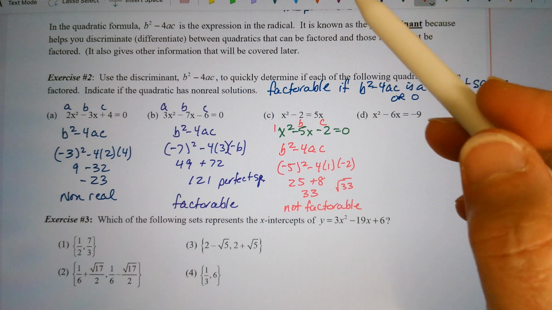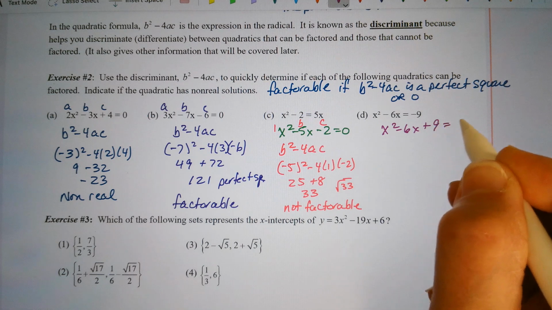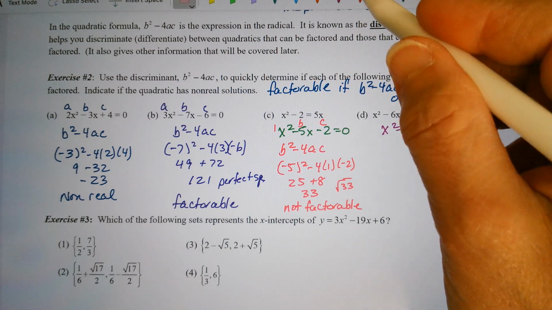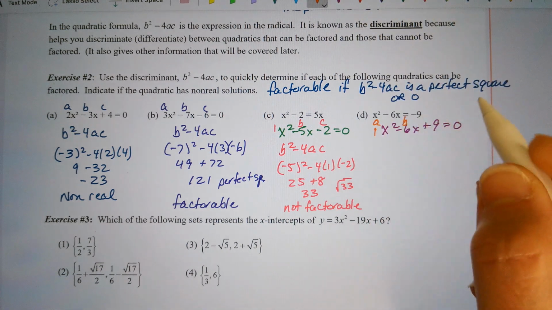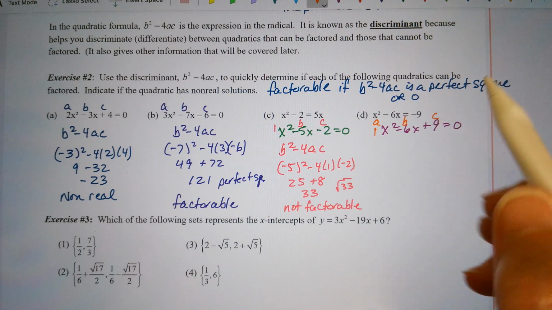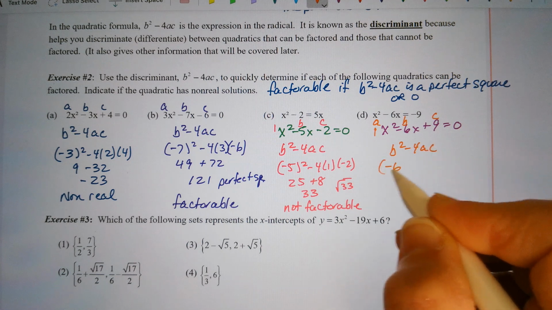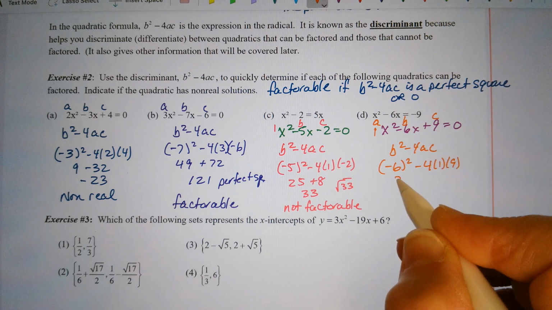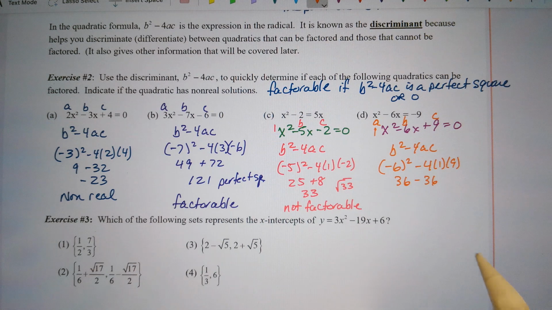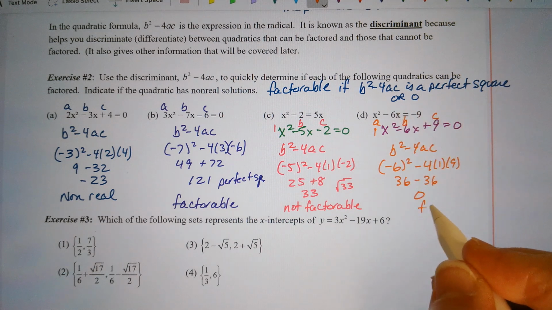The same with D, put it in standard form first. Add 9 to both sides. So A is 1, B is negative 6, and C is 9. Negative 6 squared is 36. Minus 4 times 1 times 9 is also 36. 36 minus 36 is 0. And it's factorable if b squared minus 4ac is a perfect square or is 0. So this would be factorable.